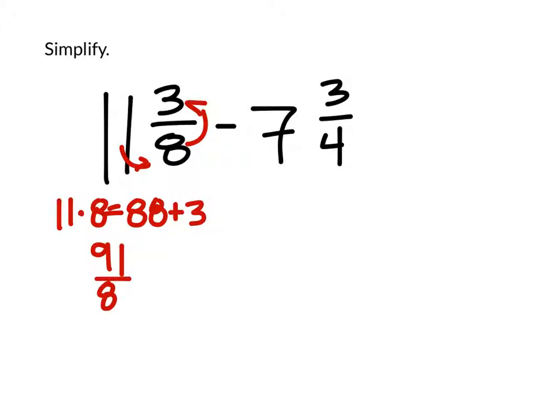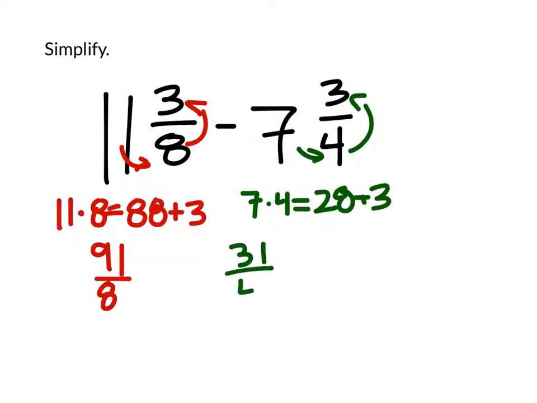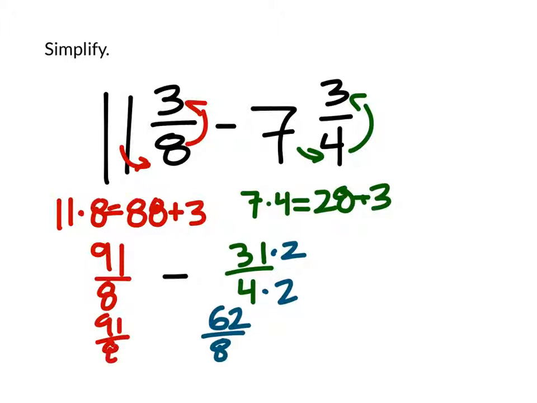On the other mixed number though, that's 7 times 4, which is 28, and then we'll add the 3 there. So that gives us 31 fourths. Now just keep in mind again, we're subtracting, so we do need the denominators to be the same, but 8 is a multiple of 4. So we're going to change this 4 into an 8 by multiplying it by 2. So we have to multiply the numerator by 2, which would give us 62 eighths. So now we've got 91 eighths minus 62 eighths.